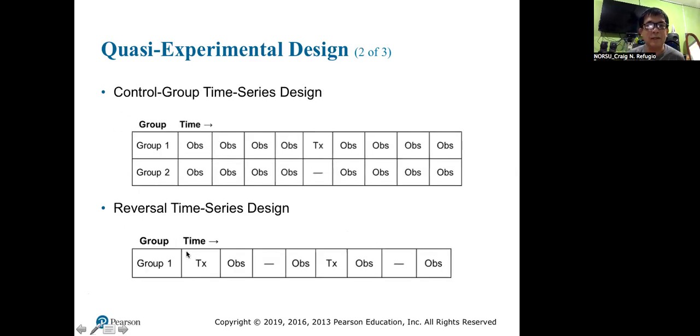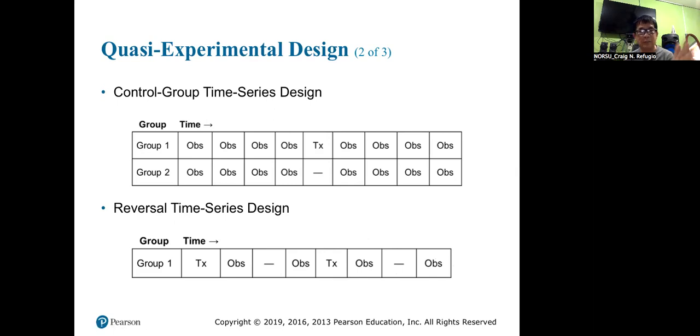So we have group 1, so we have treatment, then observation. No treatment, then observation. Then treatment, then we have the observation. Then no treatment, and then we have the observation. So take note about this one. Then the reversal time series design.